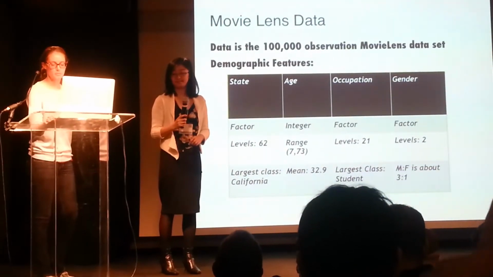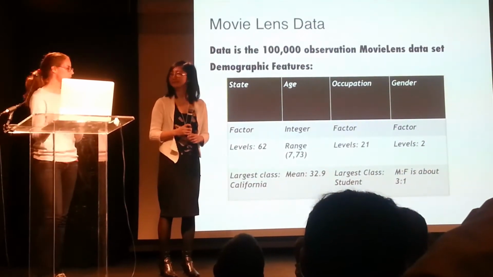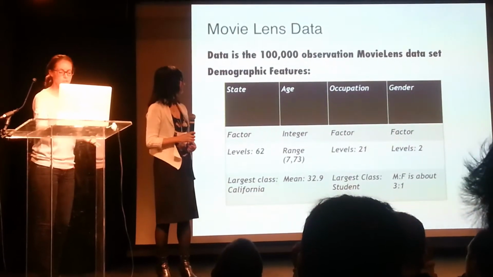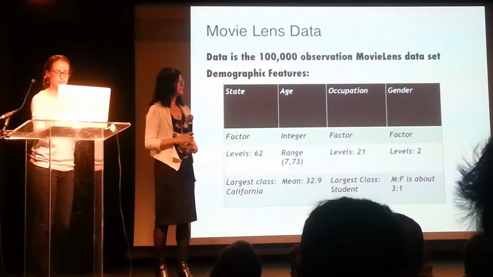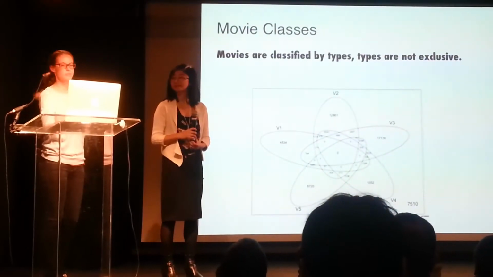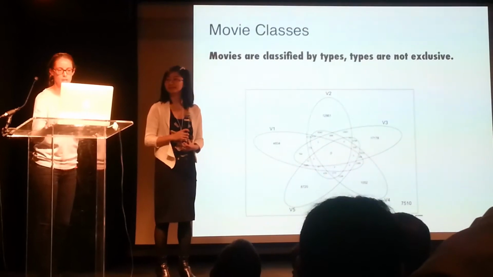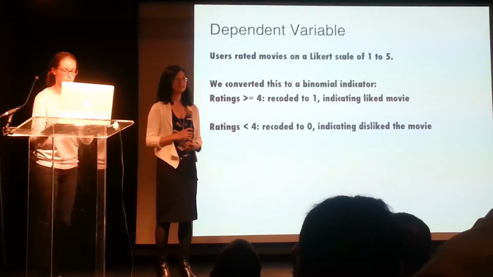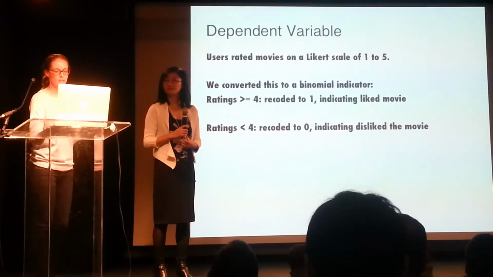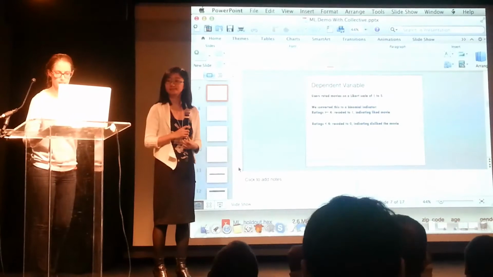So we started with the open source MovieLens data. And it's really super simple. It's a few demographic variables, and then it's classification features on movies, and we just arbitrarily pulled the first 5 classes to show you guys that they're overlapping in the sense that they're not exclusive. And we pulled the 1 to 5 Likert ratings and just dumped them into a binomial variable for like or dislike.